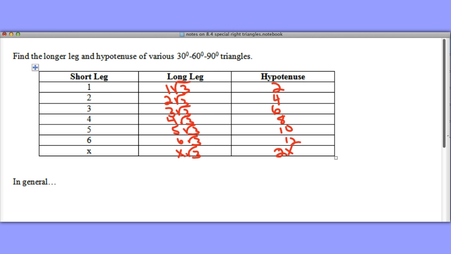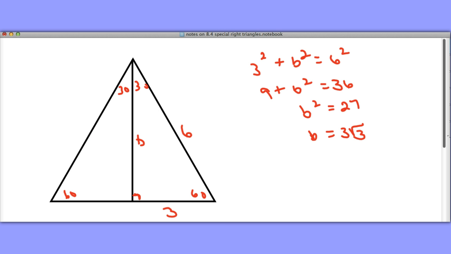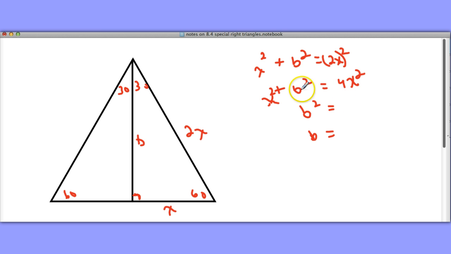Let's actually go back to that diagram and see if that makes sense. Let's go back and label this in general and see if we can get that to work. So I know that if this is x, this is always going to be twice as big. Let's see if this will work. So we're going to have x squared plus b squared equals (2x) squared. So x squared plus b squared equals 4x squared. And then I subtract x squared from both sides. I get b squared equals 3x squared.